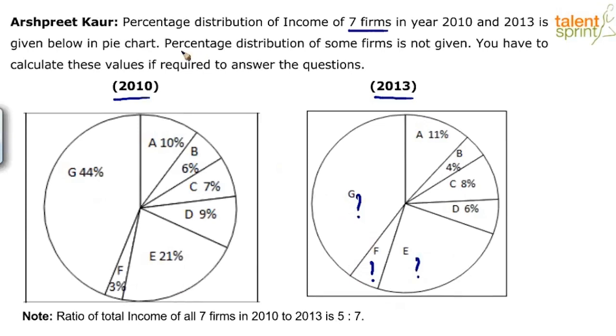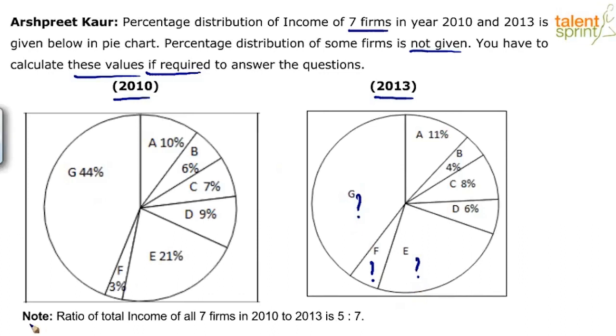Anyways, next point says that the percentage distribution of some firms is not given. Yes, we have already figured that out, right? For 3 of these companies, it's not given in 2013. You have to calculate these values, the G, F, E values, if required to answer the question. These values may not be required in every question that we solve here, right? So if it is required, then calculate those values and then answer the question.